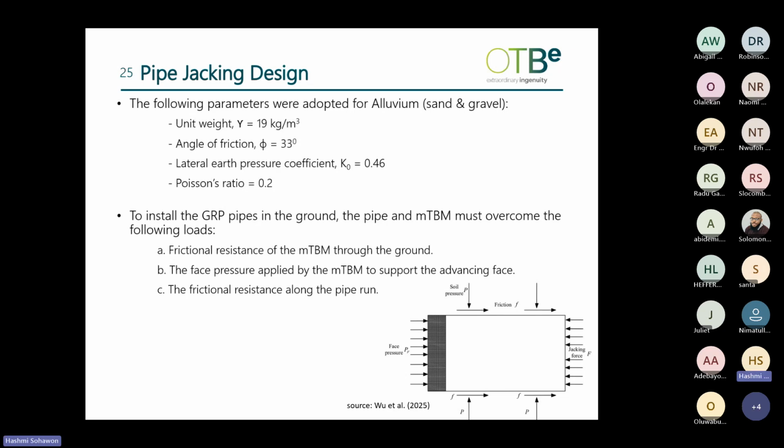We have the face pressure, which is applied by the slurry, especially in this case, because this is a slurry TBM, at the front of the micro TBM. And the purpose of this slurry is to support the advancing face. And the main component of the jacking force is coming from the frictional force developed as the pipes are jacked into the ground.